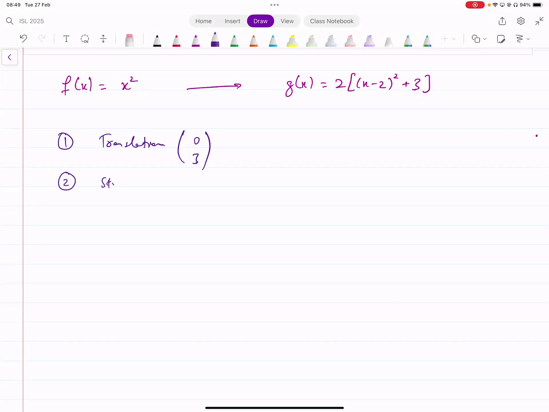you could say it's a stretch along y-axis, vertical stretch with scale factor 2, and then finally you could write a translation of (2, 0). This could be another way to write that same transformation.